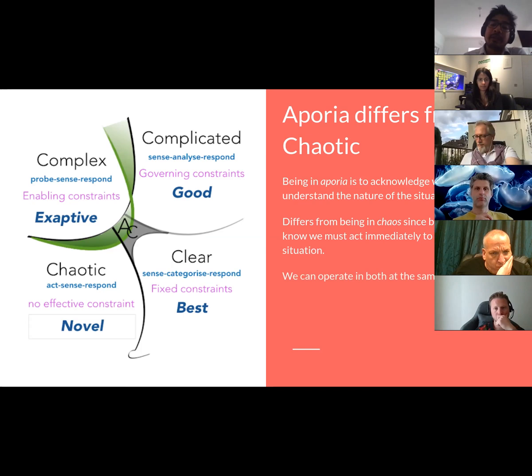So before I give this example, it's actually legitimate, it's actually true, and probably happens more often than we think, that we can actually operate in more than one place at the same time. So we could be operating in Aporia, have a stance in Aporia, but also have a stance in chaotic, which the next example I hope is going to reveal.